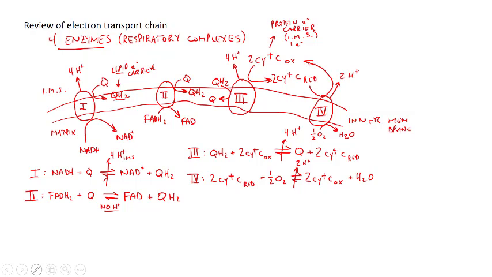So we can summarize the electron transport chain with the following flow of electrons. They start out at NADH or FADH2. They go on to coenzyme Q. These are the complex 1 and 2 reactions respectively. They go from coenzyme Q to cytochrome C.